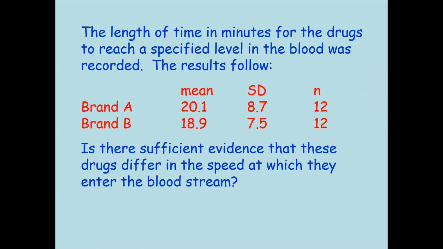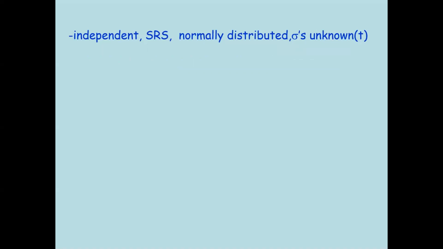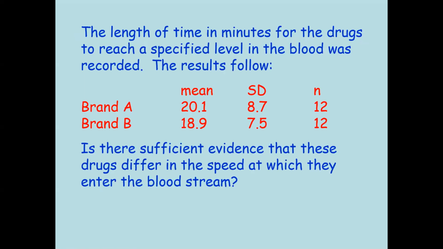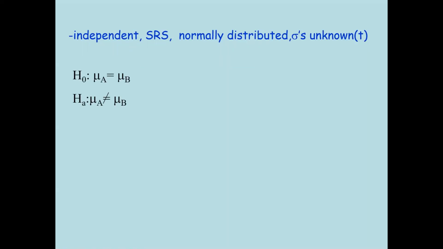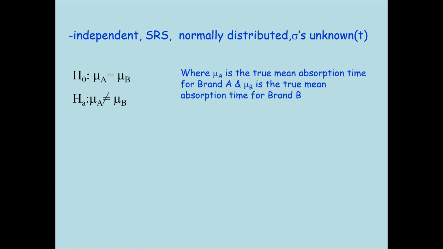So if we look at this problem, the length of time in minutes for the drugs to reach a specified level in the blood was recorded. Is there sufficient evidence that these drugs differ in the speed at which they enter the bloodstream? First, start with assumptions. We have independent, it states the word random. We have a normal distribution. Let's just state it otherwise. And sigma is unknown, so a t-test. Let's state our hypothesis, our null and our alternative. We're going to state that mu A equals mu B, and we're testing to see, is it different, which means not equal to. We need to define what our mu is. Mu A is the true mean absorption time for brand A. Mu B is the true mean absorption time for brand B.